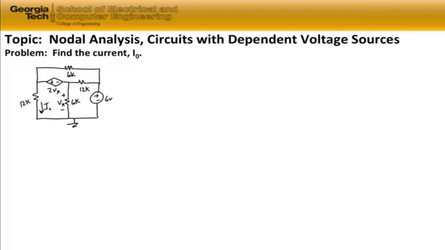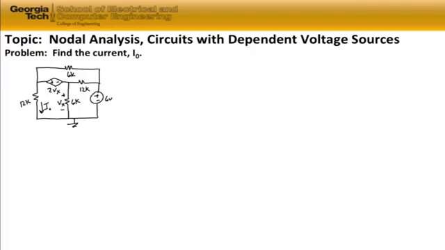We notice that we have a voltage-controlled voltage source in our circuit. Our voltage is 2 V sub x, where V sub x is the voltage drop across the 6 kilo ohm resistor in the center leg of the circuit.